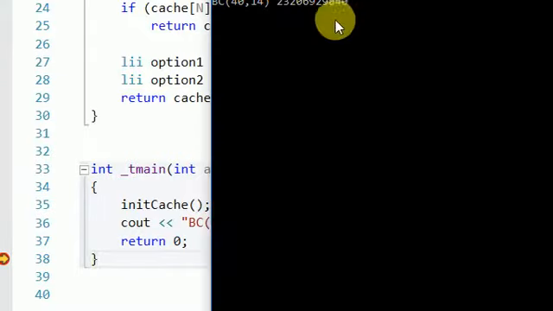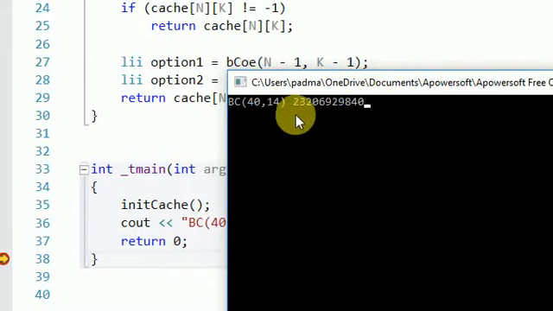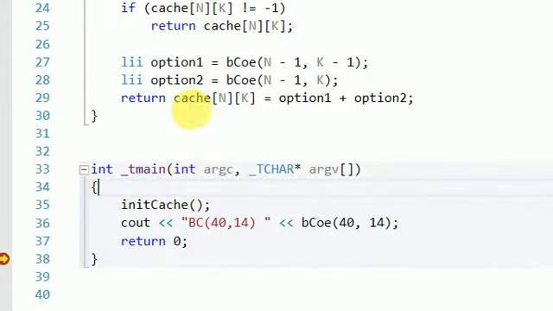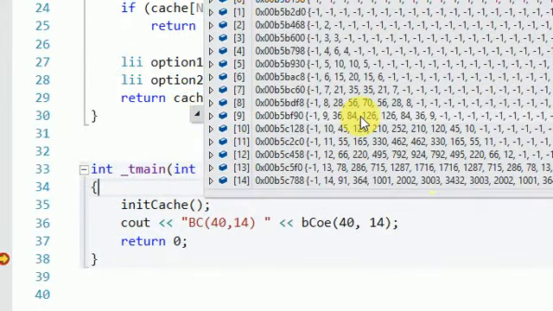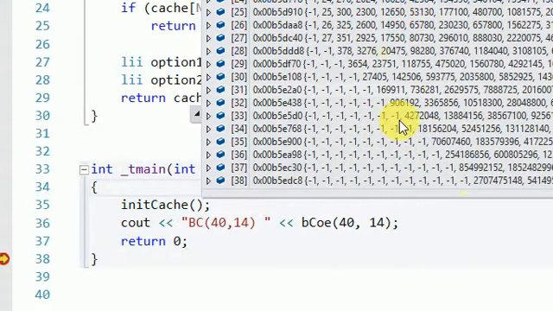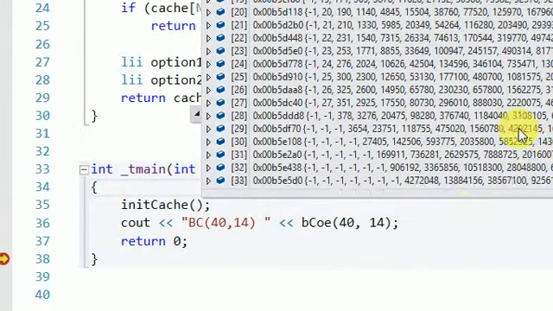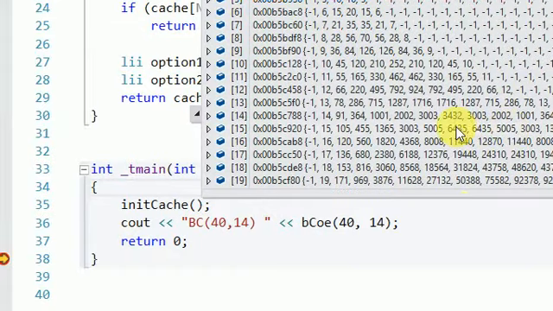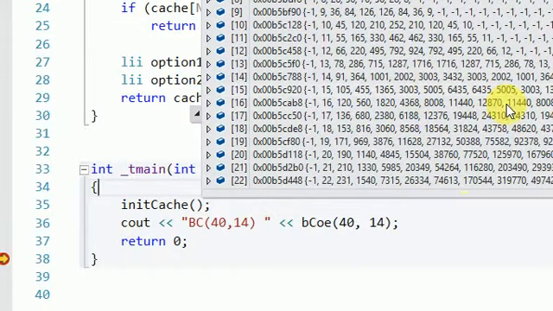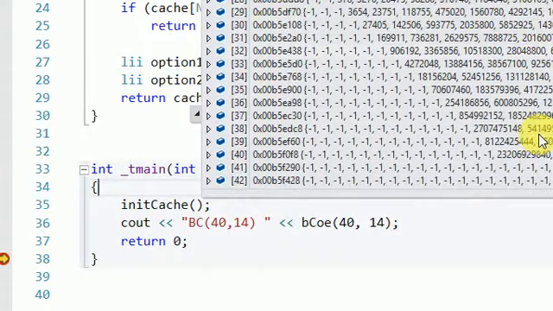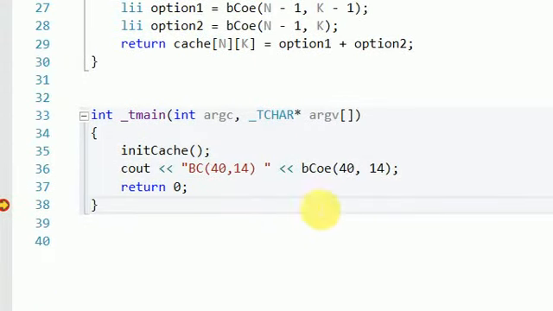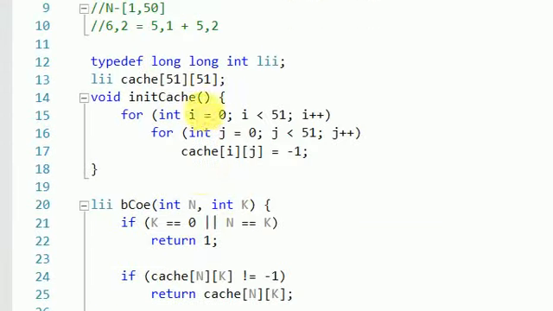So the binomial coefficient of 40 comma 14 is this one, and if you see the cache, you can see the Pascal triangle. For 40 comma 14, it keeps on calculating what is present in this. This is nothing but a Pascal triangle. As you increase the n, you have to set up a cache, which is smart recursion.